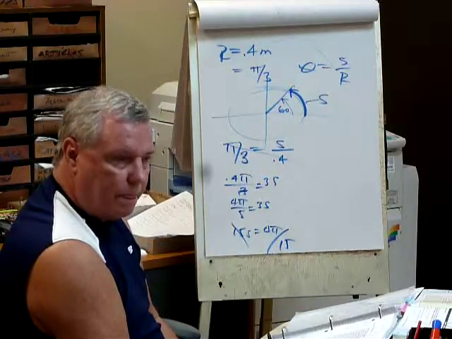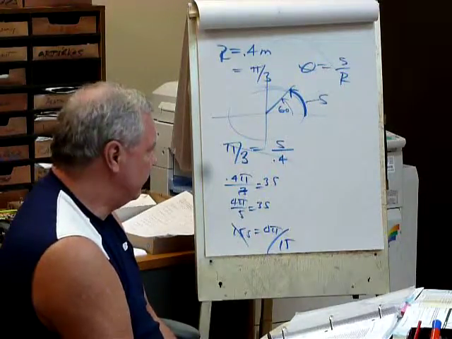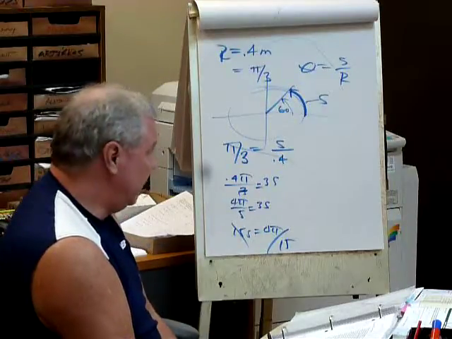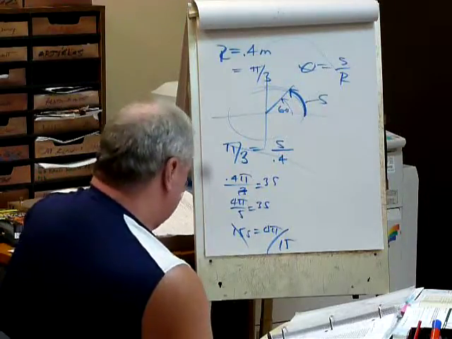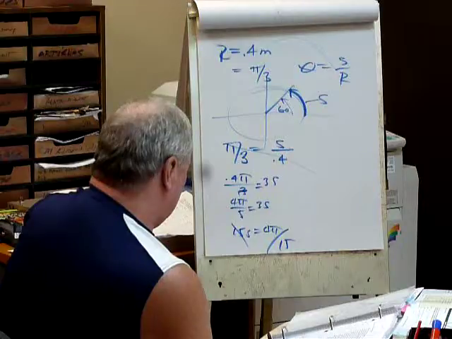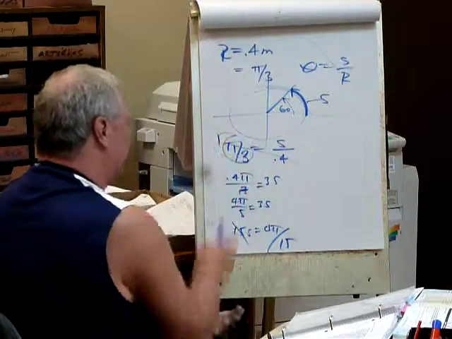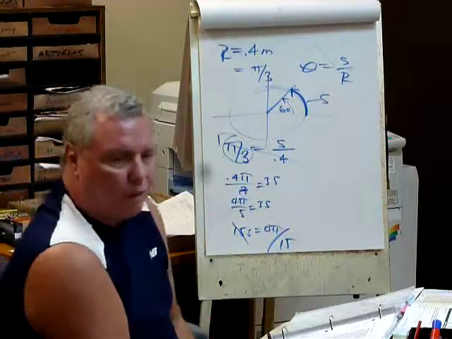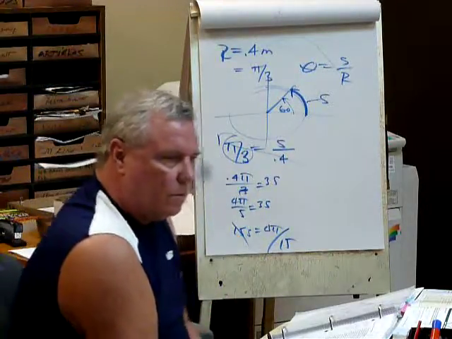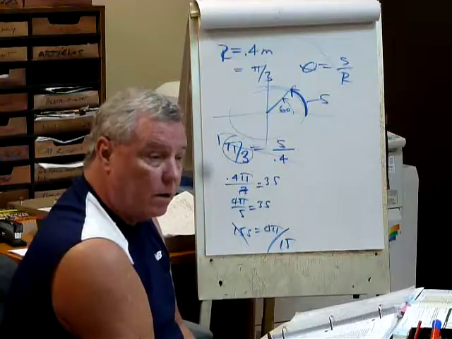How come you can't just do pi over 3 times 0.4? That's what I did, and I got 0.42. Same here. Oh, I see. I can just do 0.4 times pi over 3. So that'd be about 0.42. Yeah, 0.42.